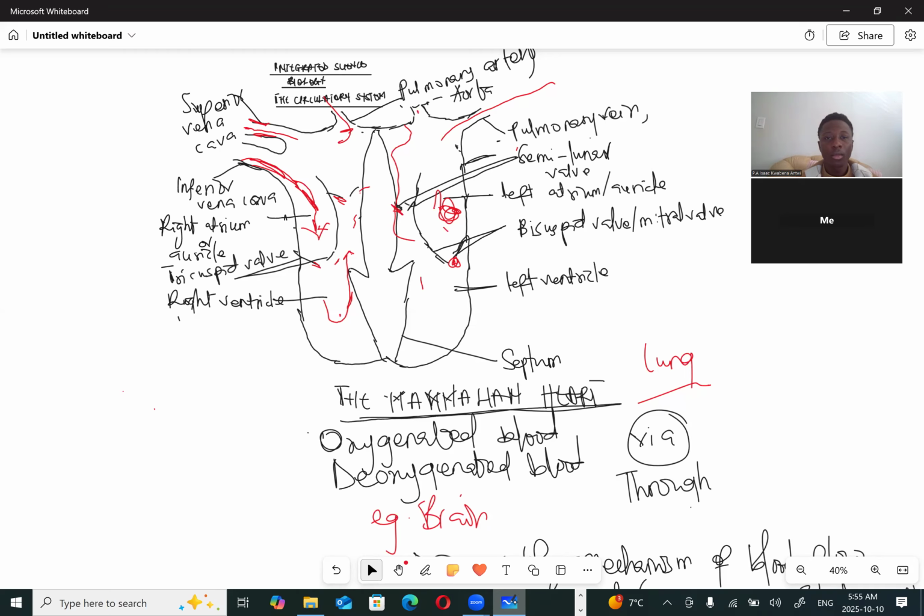Let's go to the right atrium. What's the function of the right atrium or auricle? It receives deoxygenated blood from the body and pumps it to the. From where? You all keep saying body, body, body. Listen, here we go in a certain order. It receives it from somewhere. From where? Which body?